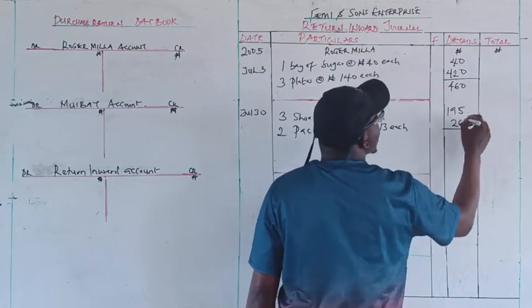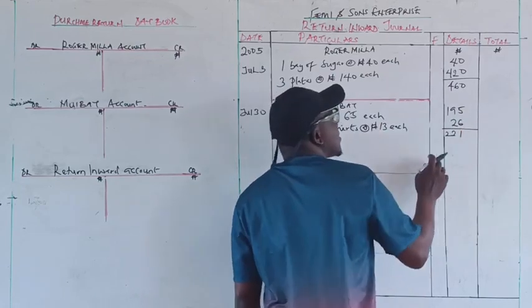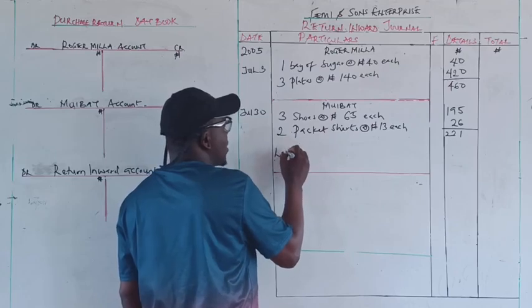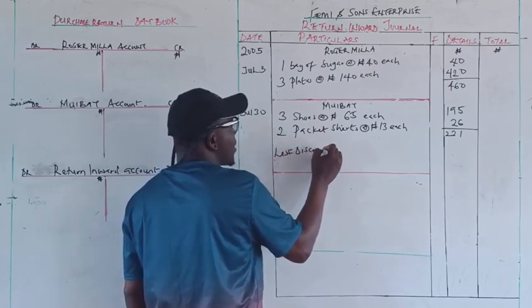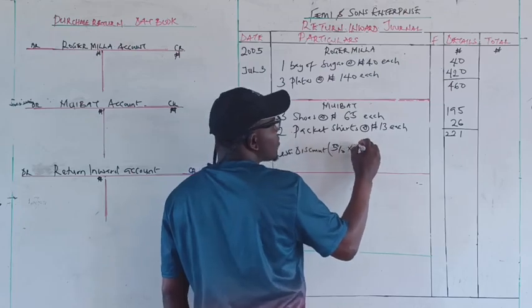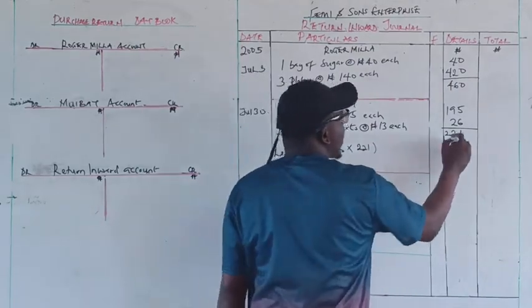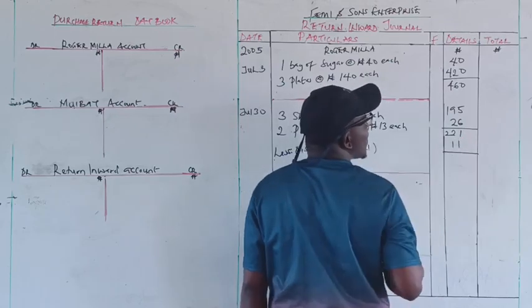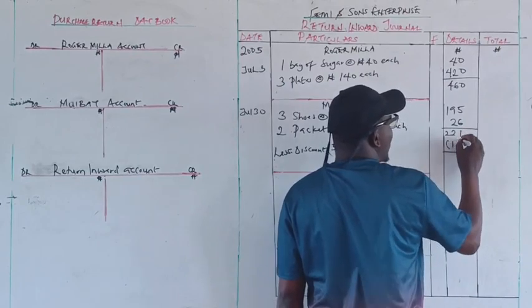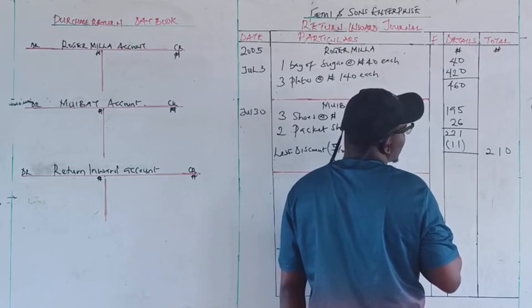When we add up this, we have 221. So we can now get the 5% discount that was given to Muibat. Less discount, 5% of 221 will give us 11 naira. So when we take out this, that gives us 210 naira.